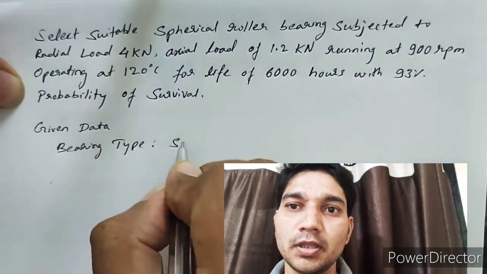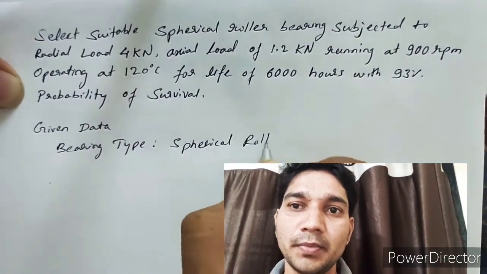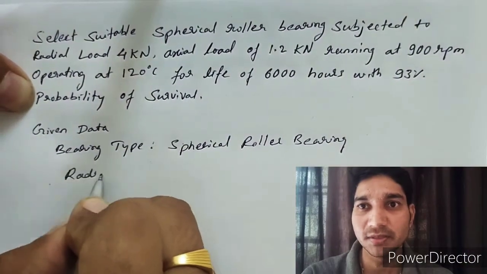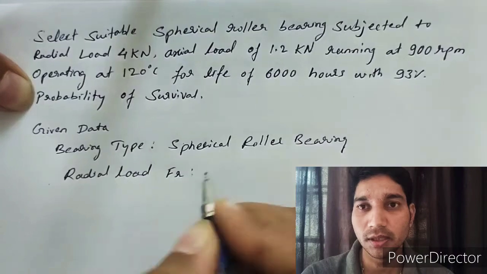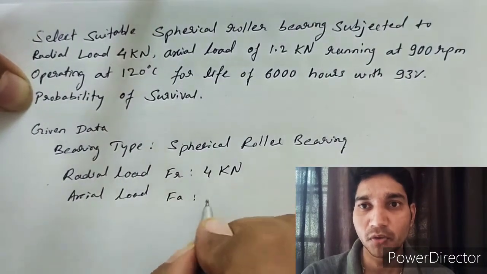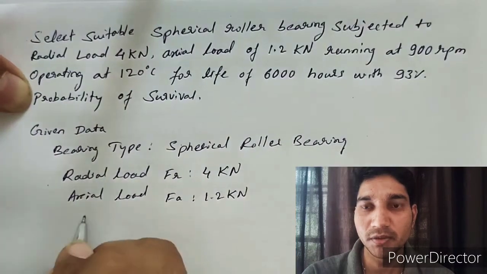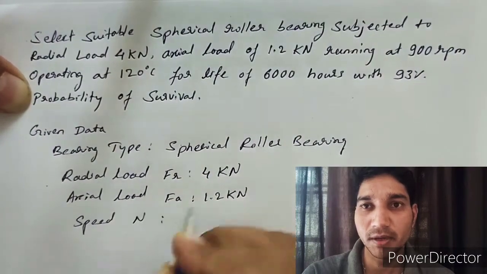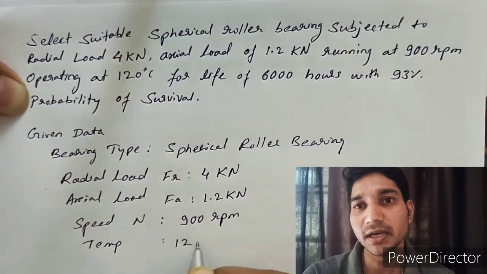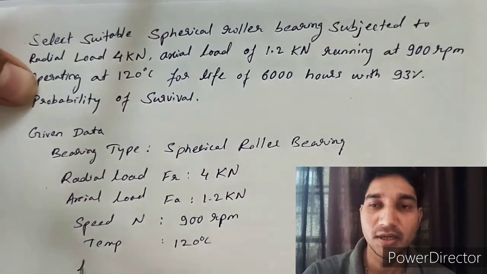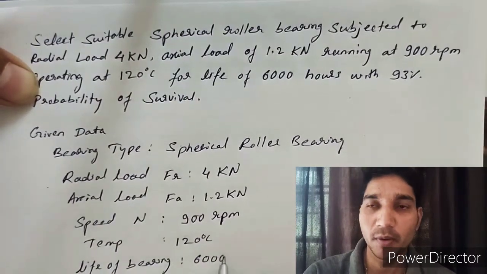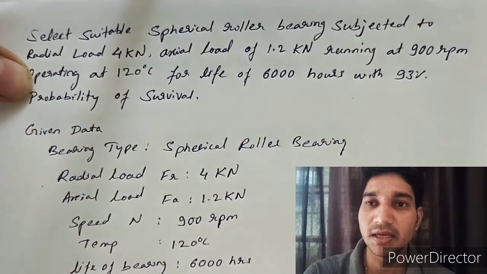So we will write all the given data. Here we have the bearing type, which is spherical roller bearing. The radial load Fr is 4 kN, then axial load Fa is 1.2 kN, then speed N is 900 rpm, then the temperature is 120 degrees centigrade, and the life of the bearing is given in hours, which is 6000 hours, and the probability of survival is 93%.